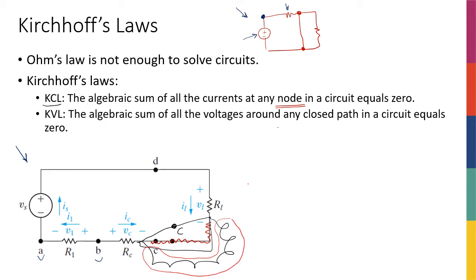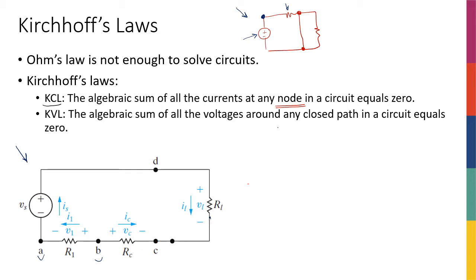Okay, let me clean up here a little bit so that we can continue our discussion. So as I was saying, here's also node C, and the entire piece here is node D because it's a piece of ideal wire that connects RL to Vs. Okay, so what does KCL say?